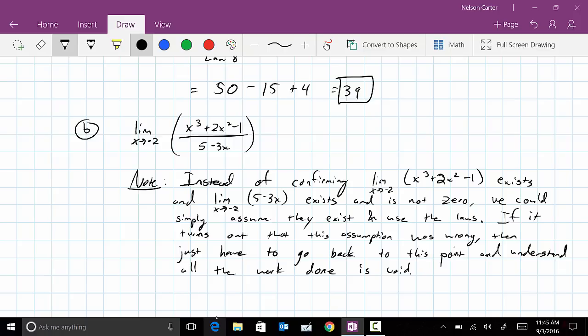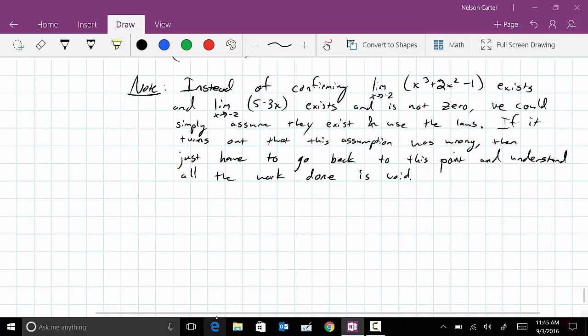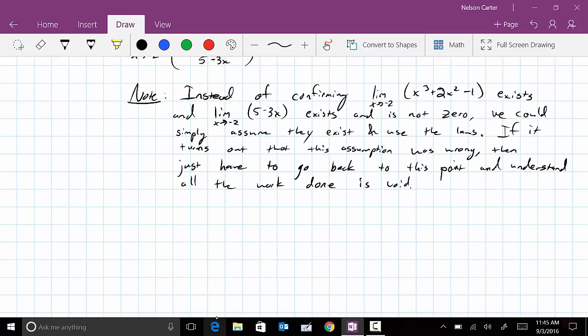But if we find out later in the process of working it out that one of them doesn't have a limit, or that the limit of the bottom is actually 0, then we have to come back to this point and say, okay, all the work that we had done is void. It's no good. That assumption was wrong, so we really shouldn't have done that, but we didn't know. We were trying to save time, so we just cross it out and try something else. Okay, so let's go ahead and try to make life a little easier.